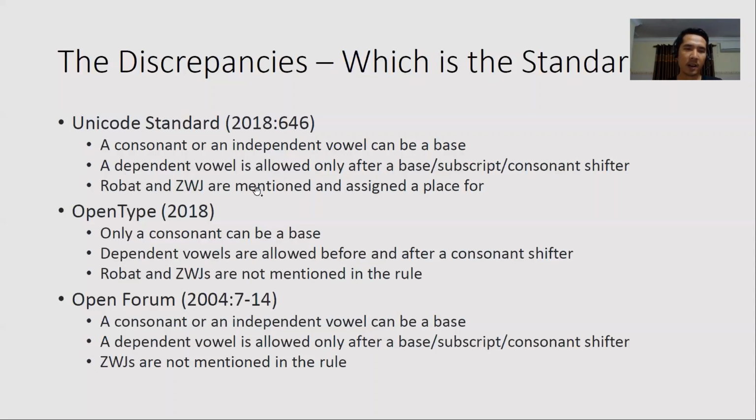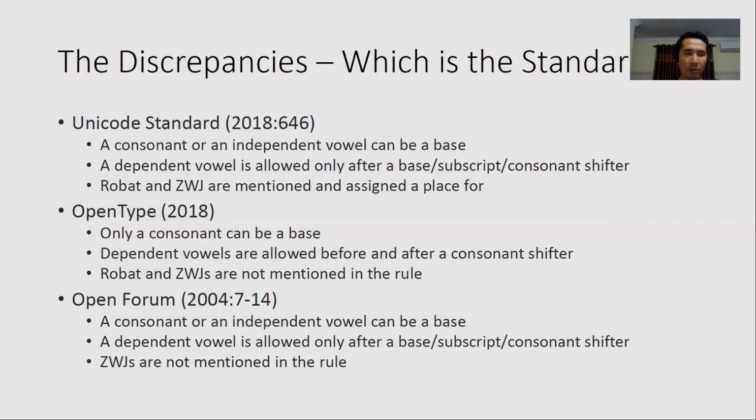The last part is the usage of a robot and the zero-width joiner. Unicode Standard mentions a robot and where it should be placed. However, OpenType does not mention where a robot should be placed, or where the zero-width joiner should be placed, in the rules itself.